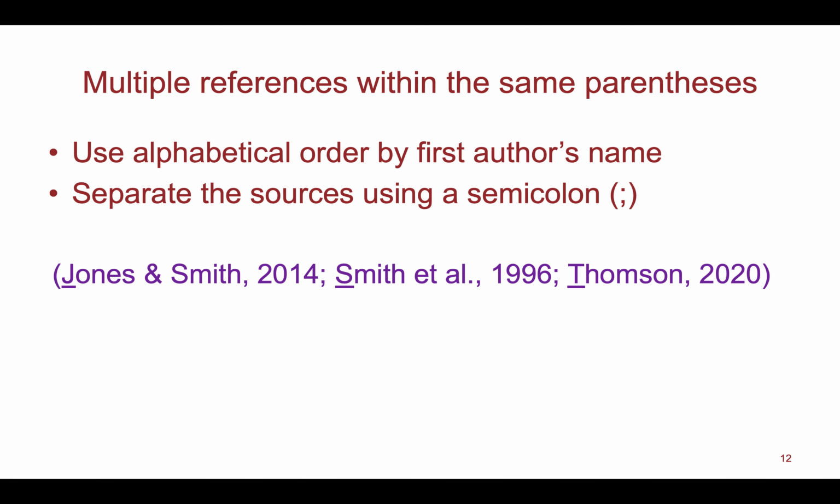When you have multiple references that you want to put within the same parentheses, the main rule is to just use alphabetical order. So don't order it by the year or something like that. In this example, it would be Jones first, then Smith, then Thompson, because you're using alphabetical order, and you separate those three separate sources with a semicolon here and here.